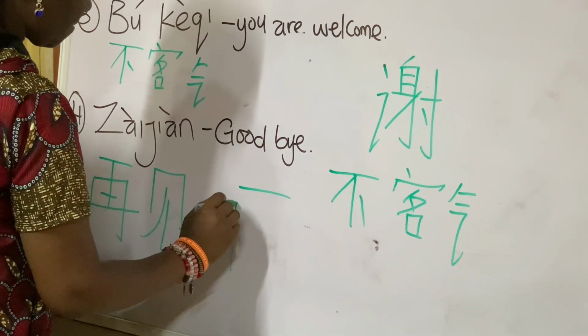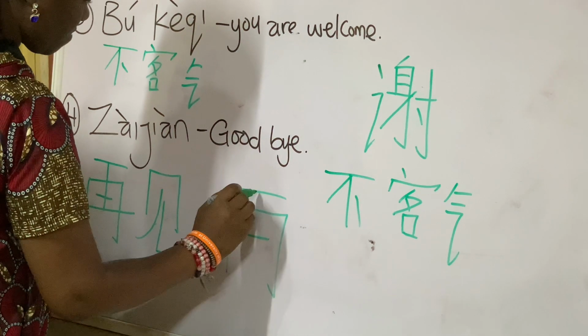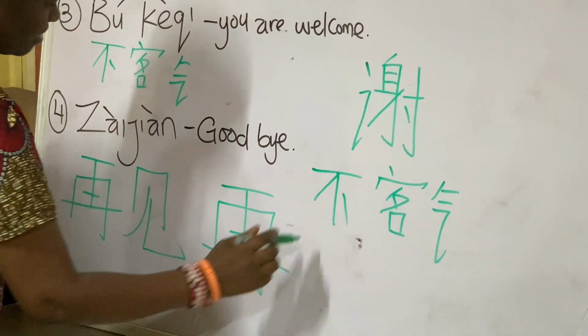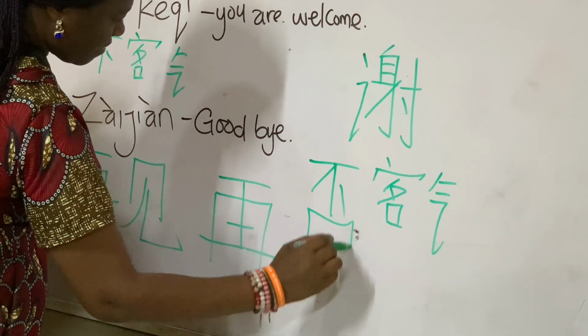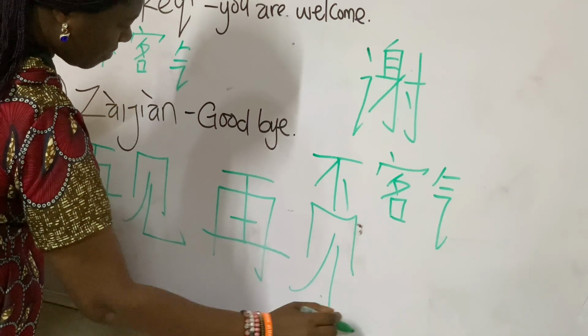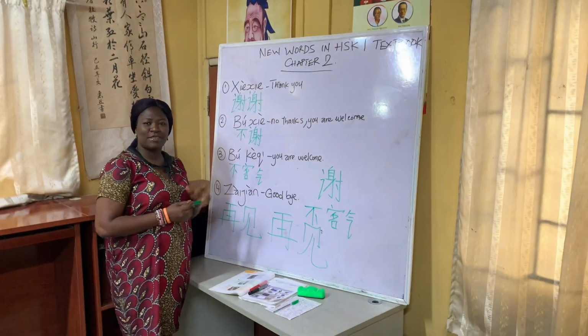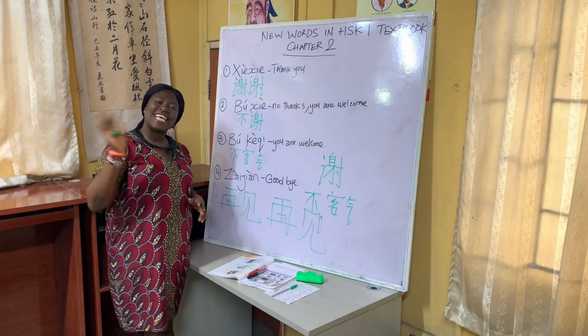Then Zaijian. Let's try zai again. Zai. Then jian. Zaijian, which means goodbye. Okay, I hope this helps us in our Chinese class already. Zaijian.